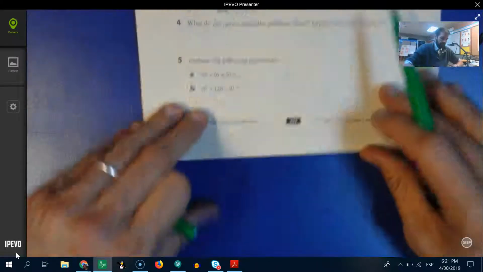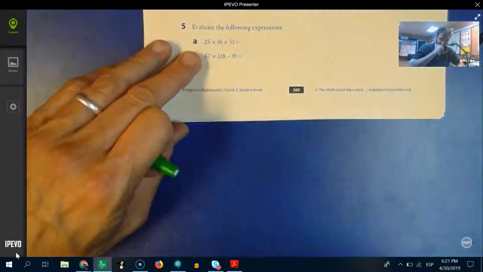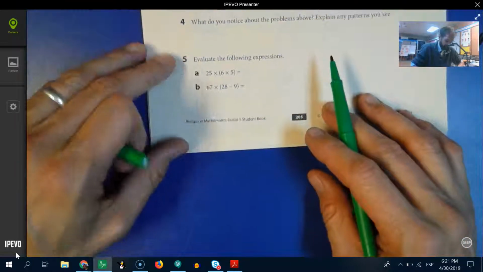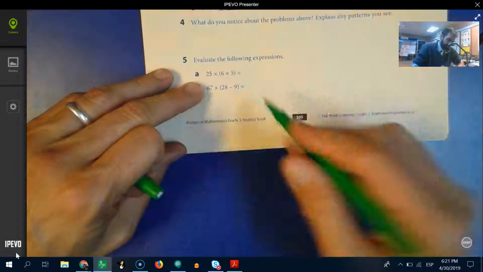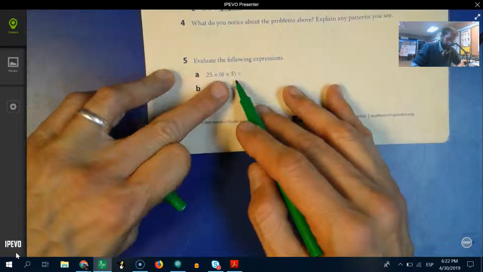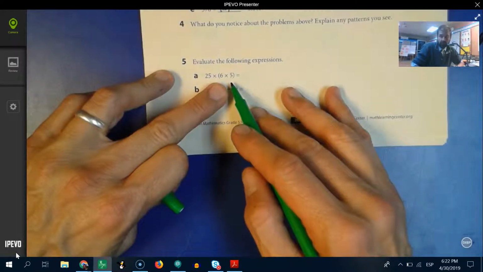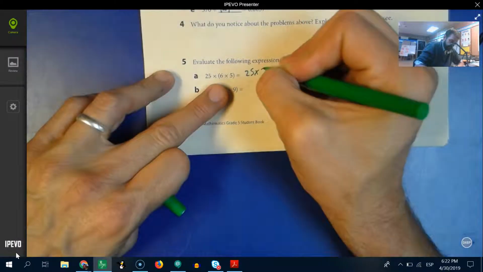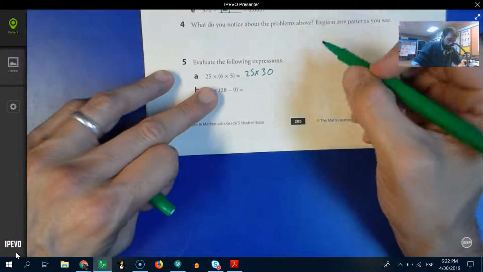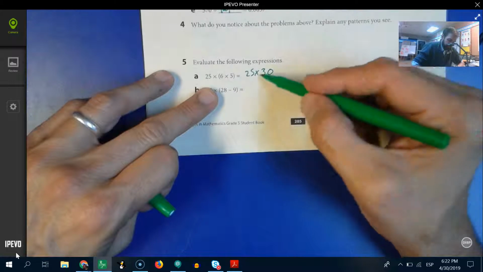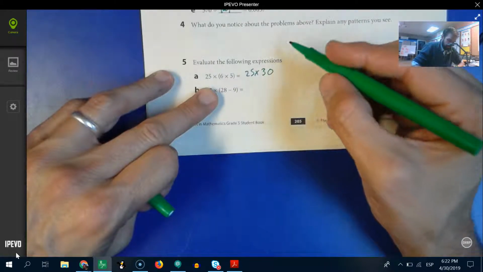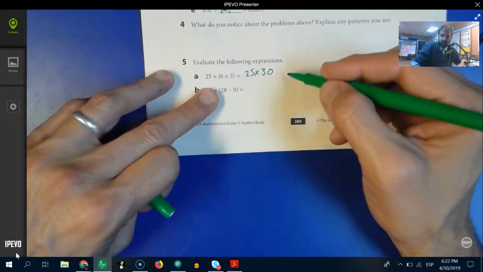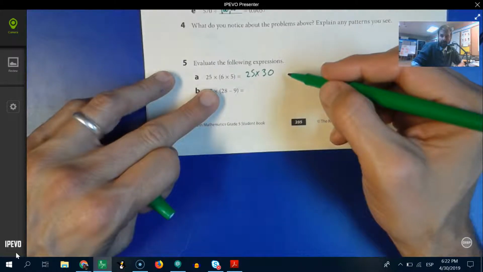Okay. Evaluate the following expressions. I mean, solve them. Fancy language. 25 times 6 times 5. I could keep the parentheses here. I think I'm going to. So I have 25 times 30. And what? That's 25 times 10 is 250, so that's 500, 750.